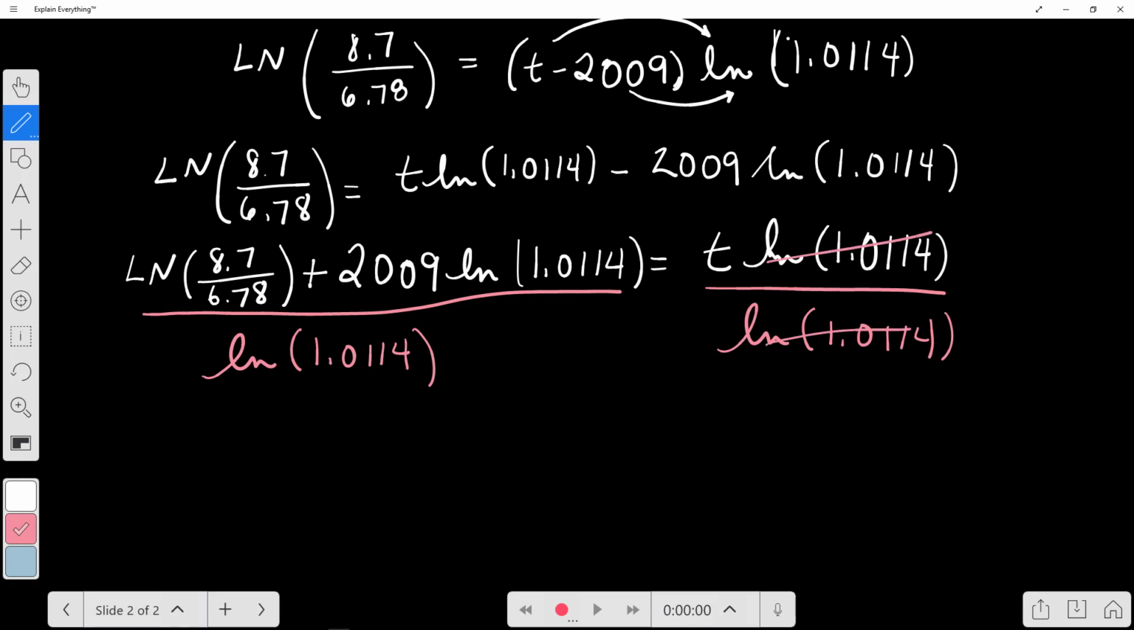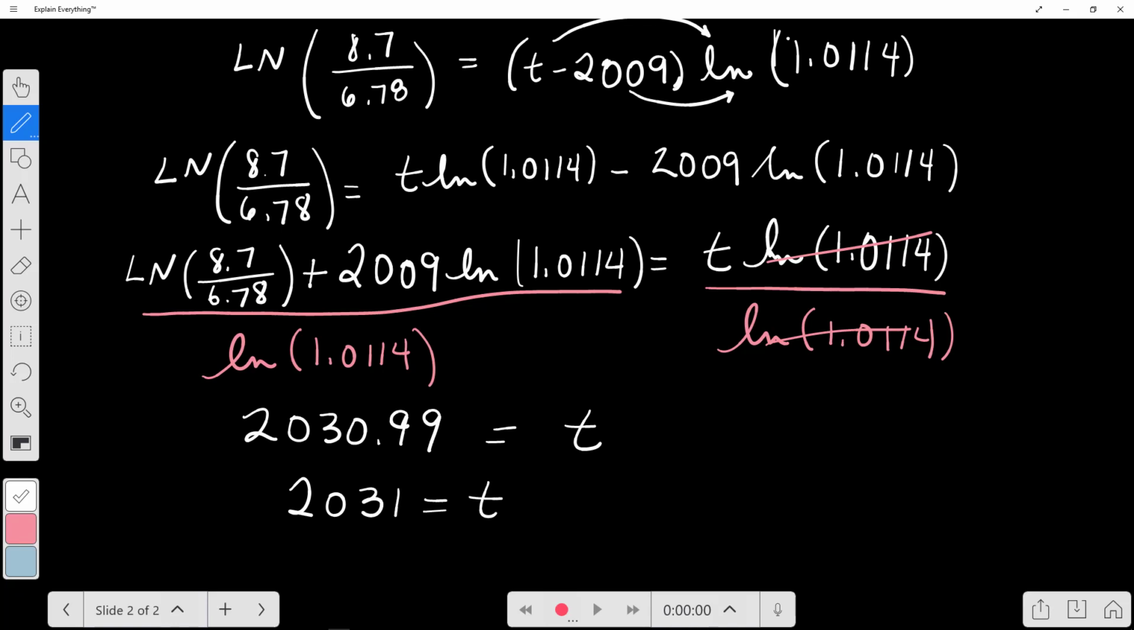And so that cancels. And now you throw all this in your calculator. You know how to use that calculator. And I get t equals 2030.99, or approximately the year 2031.